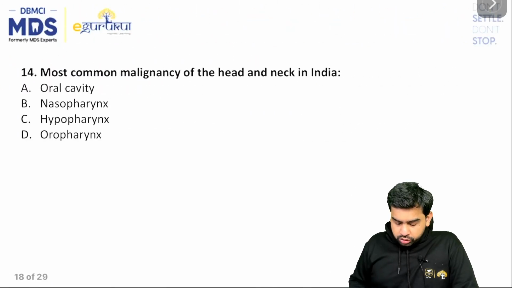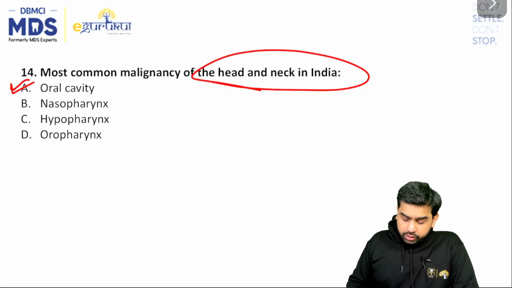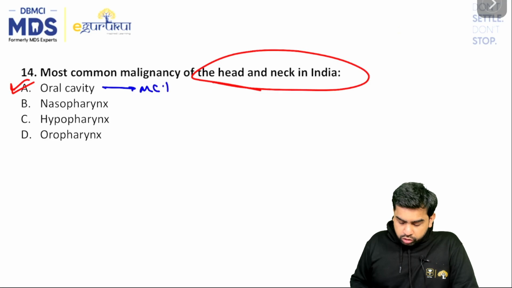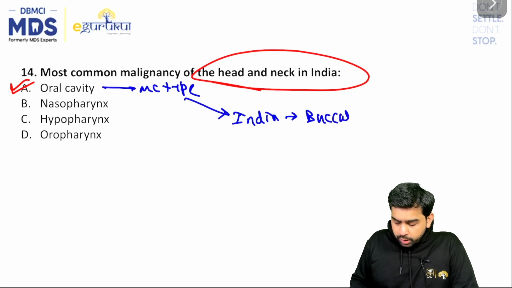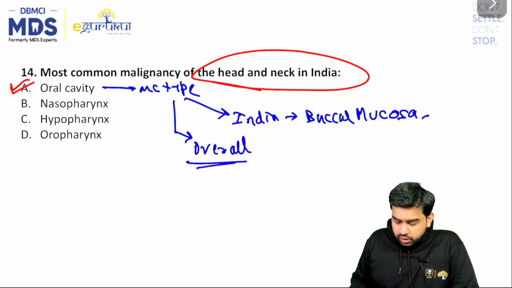Now, the most common malignancy of the head and neck in India is oral cancer. Okay, oral cancer is the most common head and neck malignancy in India. Amongst the oral cancers, if I ask you which is the most common type in India, it is going to be the buccal mucosa. So that is the most common type of oral cancer which occurs in India. But if at all we talk overall, then what is the most common type? It is a carcinoma of the tongue.